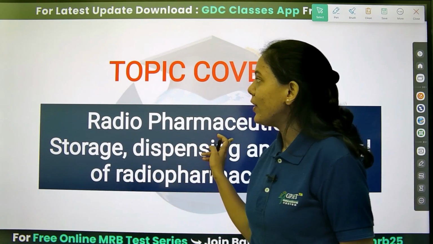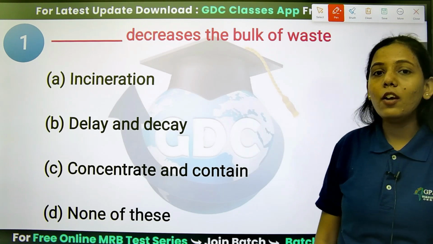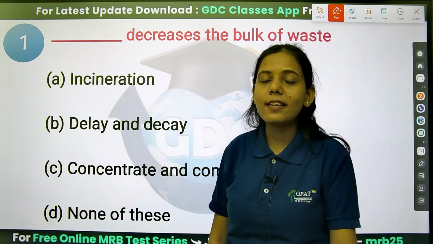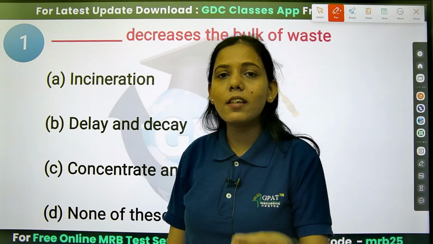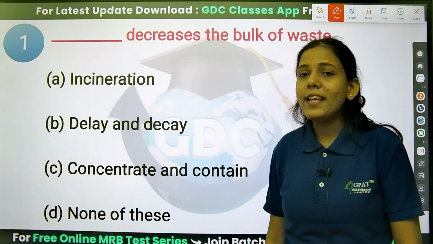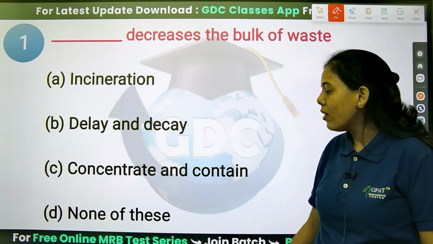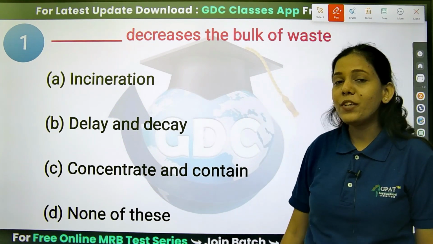Let's see the first question. The very first question is: dash decreases the bulk of the waste. Okay, dash decreases the bulk of the waste. That means this is one of the procedures for burning of the waste. Option A is incineration. Option B is delay and decay. Option C is concentrate and contain. Option D is none of these.